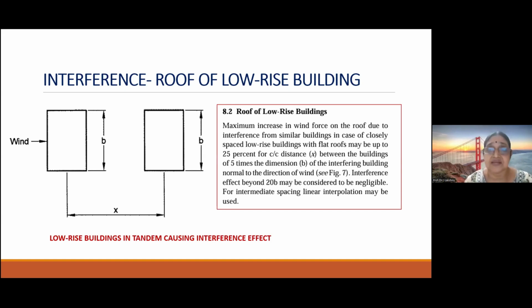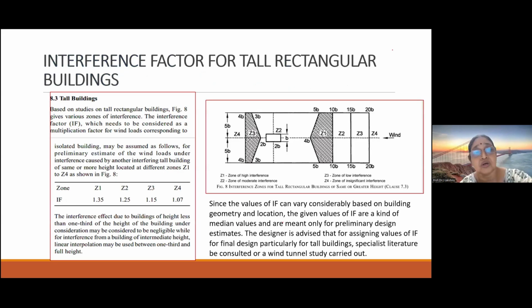So that factor is given for low-rise buildings, and for tall buildings, again they have given it. Actually, they have divided the zones based on the rectangular studies into zones Z1, Z2, Z3, and Z4. Z4 is at something like 20B distance, with a very low interference factor of 1.07. Zone 3 is 1.15, and Z2 is 1.25, and Z1 is the zone of maximum, or high, interference.